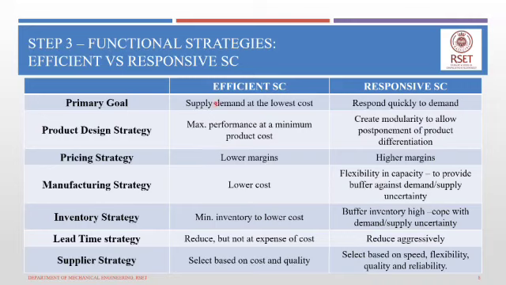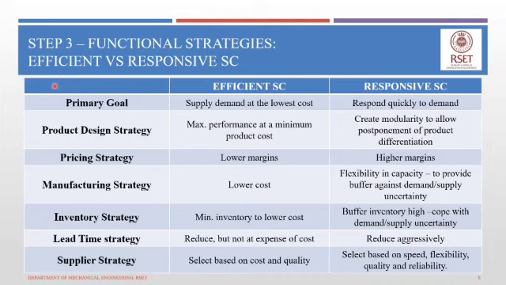So for an efficient supply chain, the primary goal is to supply the demand at the lowest possible cost. For a responsive supply chain, it's basically to respond as quickly to the demand as possible. So cost is not a concern here, in the sense that cost is not a primary concern. In the case of an efficient supply chain, the primary concern is to supply the demand at the lowest possible cost. So this is not a functional strategy, but rather just stating what the primary goals of these different supply chains are.